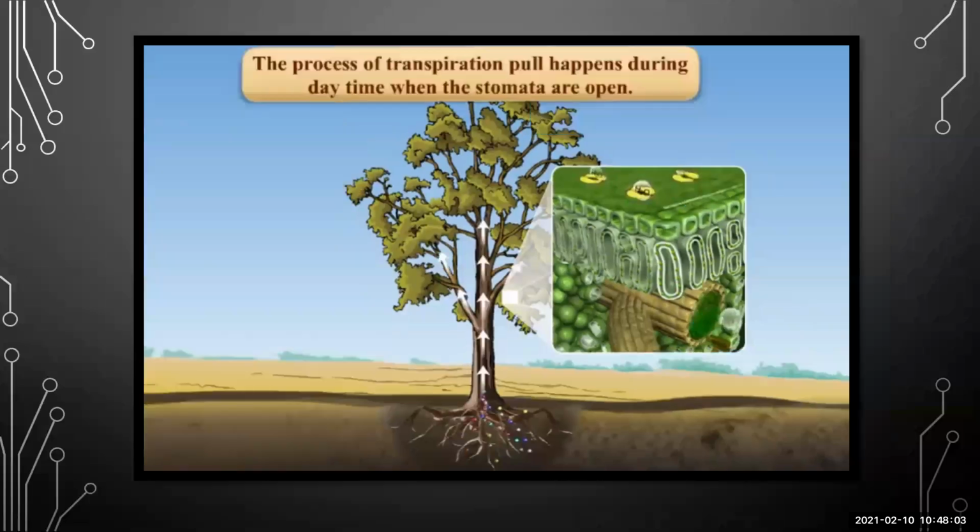The process of transpiration pull happens during the daytime when the stomata are open. Stomata are open during the daytime and close during the nighttime. During the daytime, the stomata release water from the plants, and this process is known as what? Transpiration.